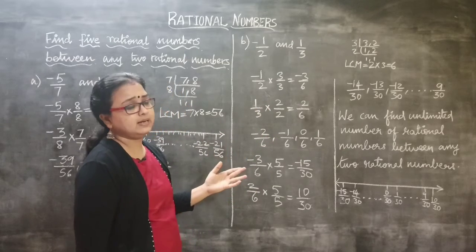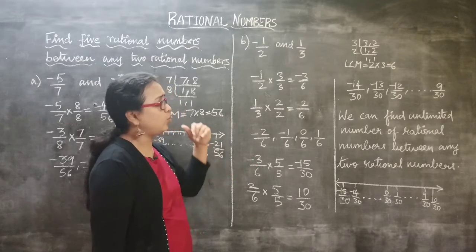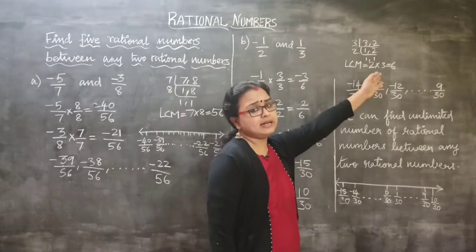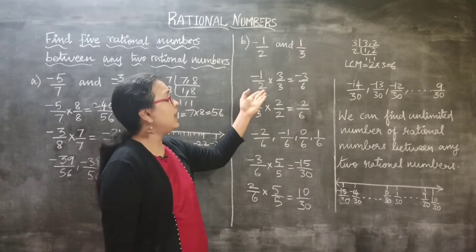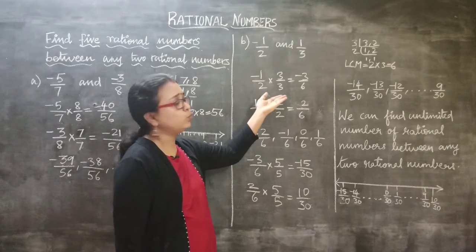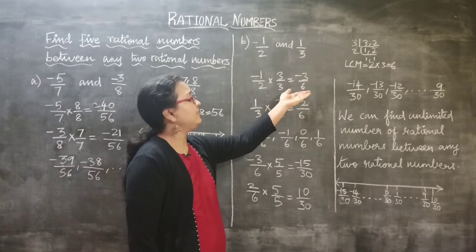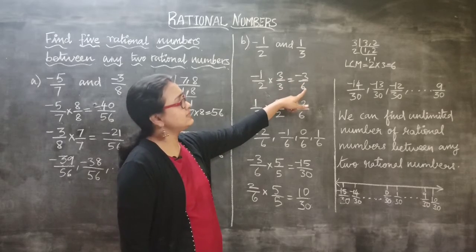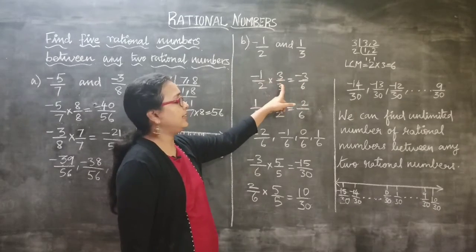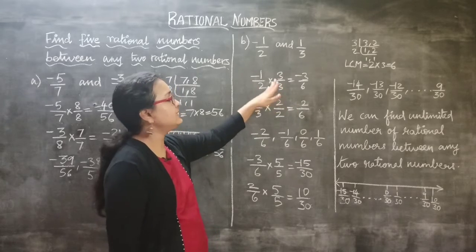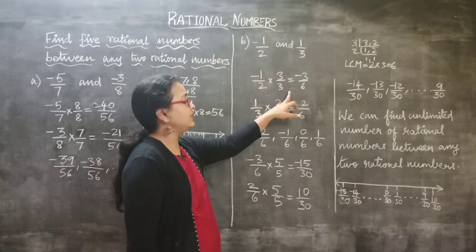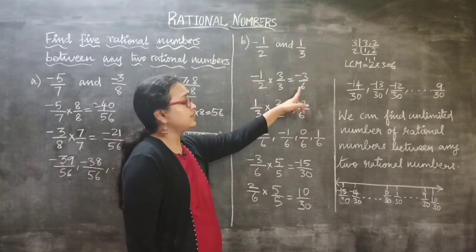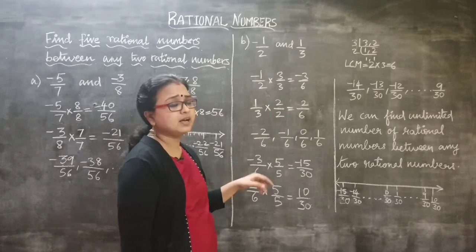To make it the same denominator, what we need to do is find out the LCM. So when I find out the LCM, my answer is 6. So I have to multiply by the number which gives the denominator as 6. When I multiply 2 by 3, I will get 6. So in the numerator and also in the denominator, I have to multiply with 3. So minus 1 by 2 multiplied by 3 by 3. Minus 1 into 3 is minus 3, 2 into 3 is 6. So minus 3 by 6 is the answer for that.